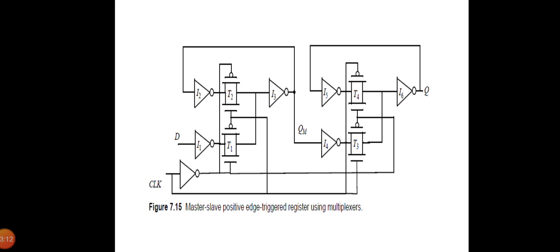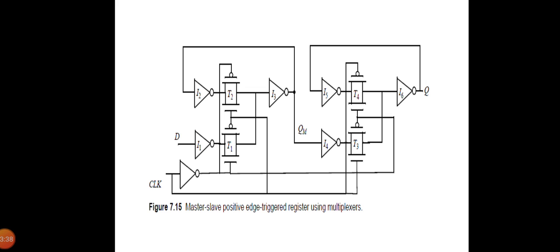And the setup time is the time before the rising edge of the clock that the input D must be valid. This is similar to asking the question, how long before the rising edge of the clock must the D input be stable such that the QM samples the value reliably. So for the transmission gate multiplexer based register, the input D has to propagate through I1, T1, I3 and I2 before the rising edge of the clock.